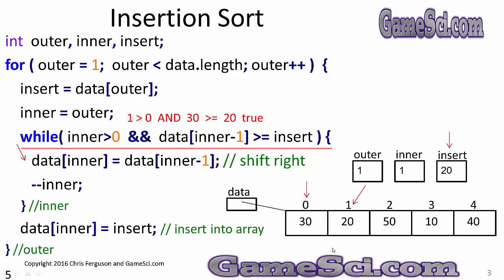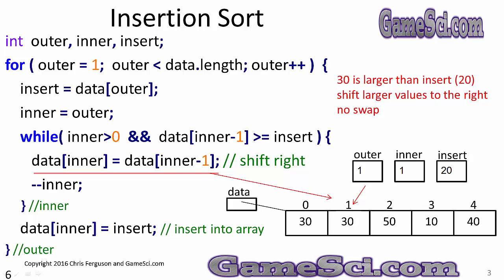Now here's the big difference. Instead of swapping numbers to move them, we're going to shift. 30 is larger than insert, which is 20. Shift larger values to the right, no swap. We're going to take data of inner minus 1. That's that 30 right there. That's inner minus 1 right there. We're going to shift it over one position to the right to data sub inner. Data sub inner is right there, position 1. We've just moved that 30 over one position. Anybody that's bigger than 20 has to slide or shift over.